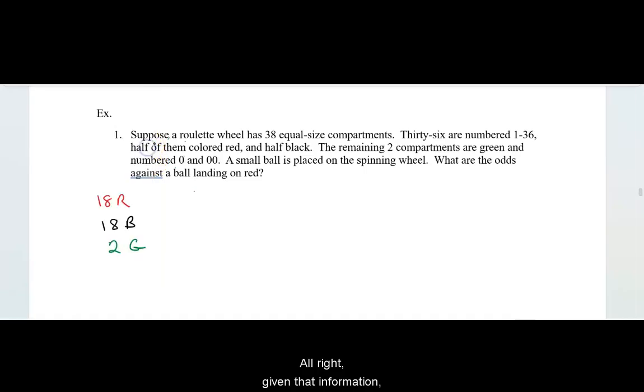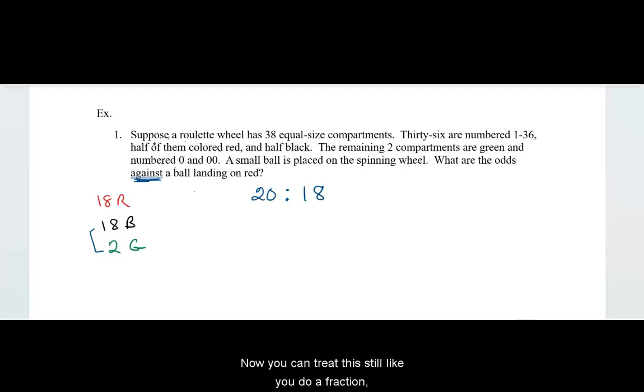All right, given that information, what are the odds against a ball landing on red? What that means is when I write my odds, which like I said, I like to write it this way, what goes here would be anything that is not a red, because that's our keyword right there, against. So how many of these compartments are not red? Well, that would be the 18 black and the 2 green. That's 20 of them. Then on the right, I put how many are red. That would be 18 of these.